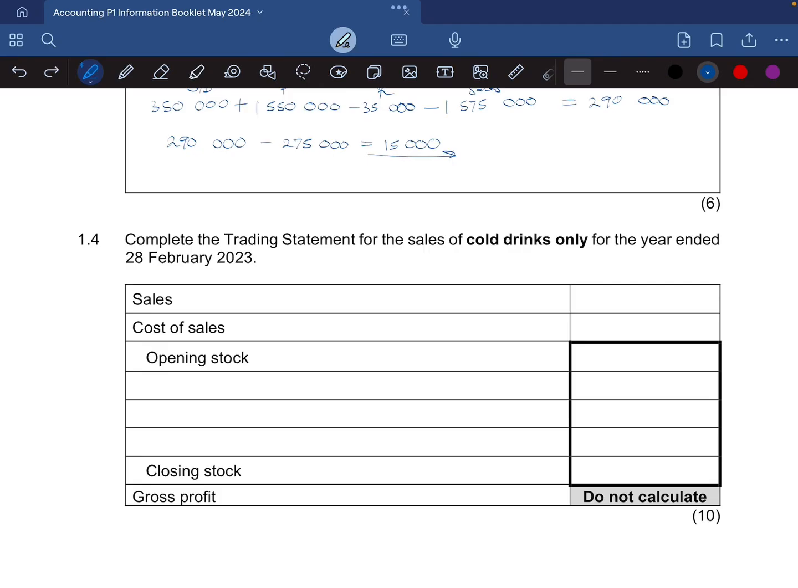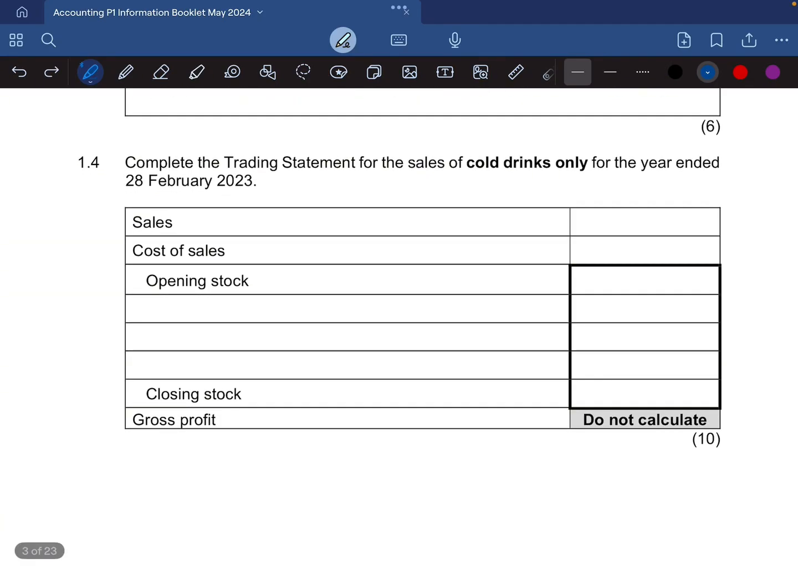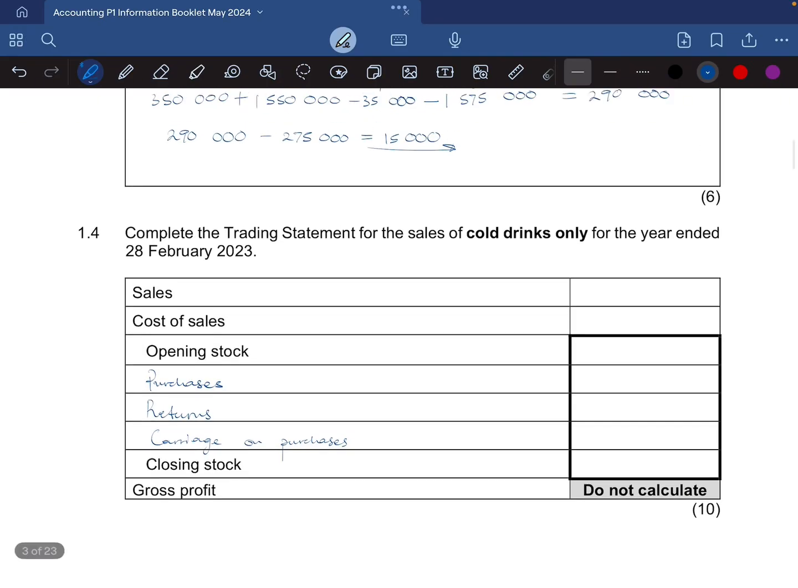Okay, now looking at the sales, cost of sales, and opening stock, we're just going to quickly populate this table. We have our purchases here, and then after purchases we have returns, then after returns we're going to have carriage on our purchases, or on our sales, whatever you want to name it. But we are not required to calculate the gross profit. That's okay. So let's do our sales first.